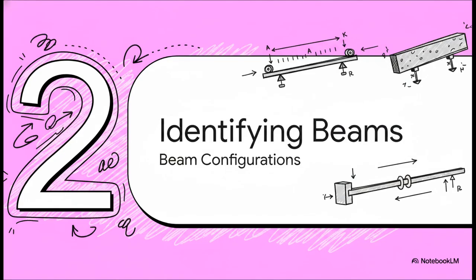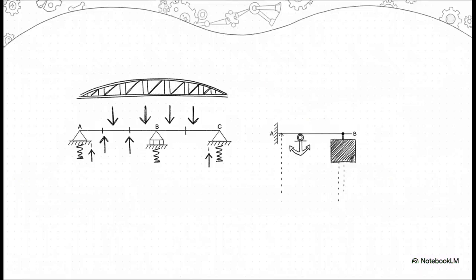Section 2. Identifying beam configurations. Now that we actually know how supports behave, let's quickly test your ability to visually classify the beams that sit on top of them. Here are your next visual flashcards. On one side, we've got a continuous beam. It's super easy to spot. You'll know it's continuous if you count 3 or more supports sitting straight underneath it.